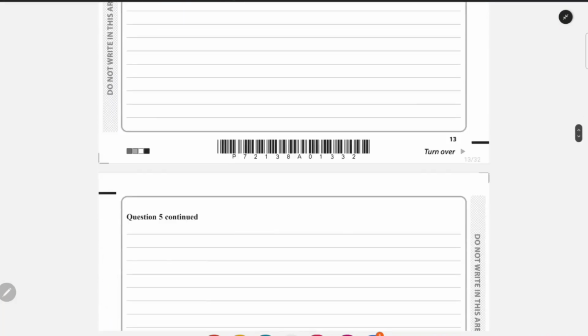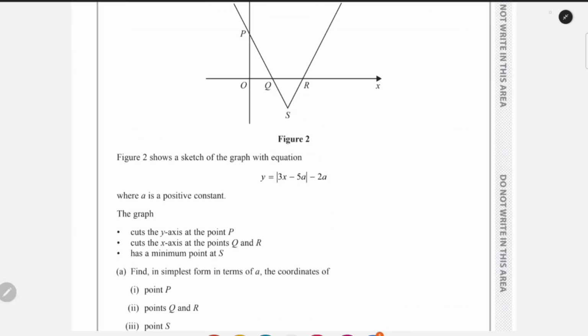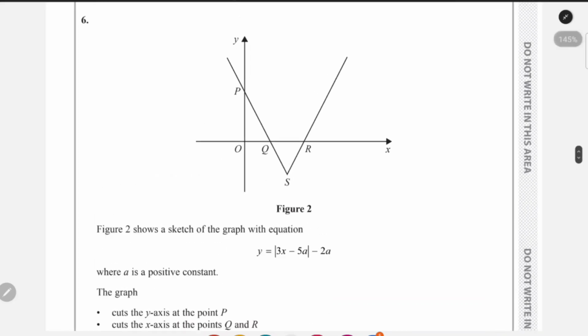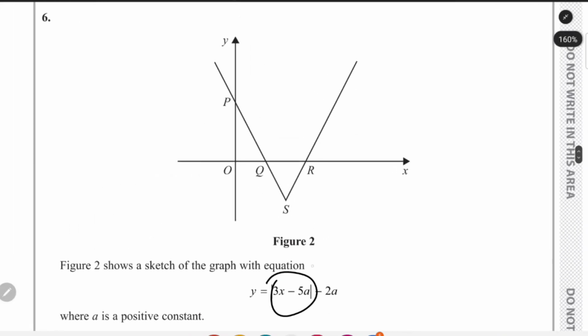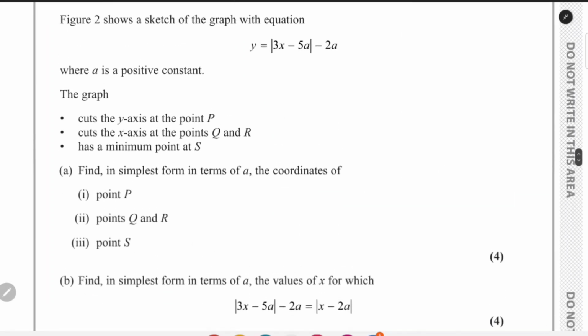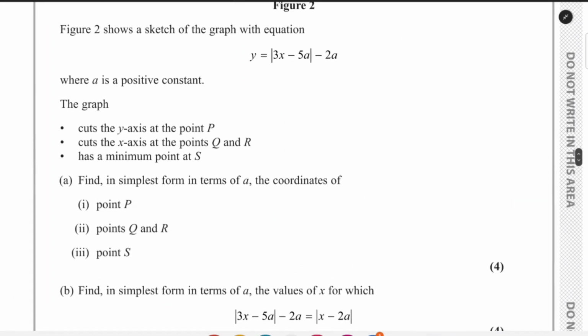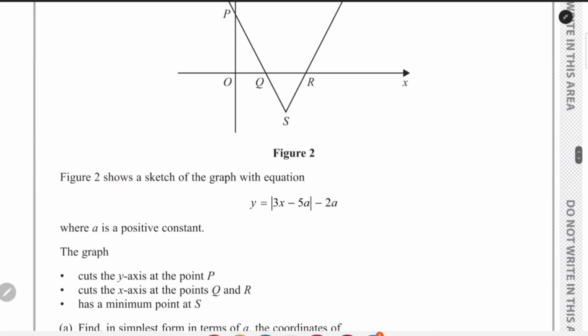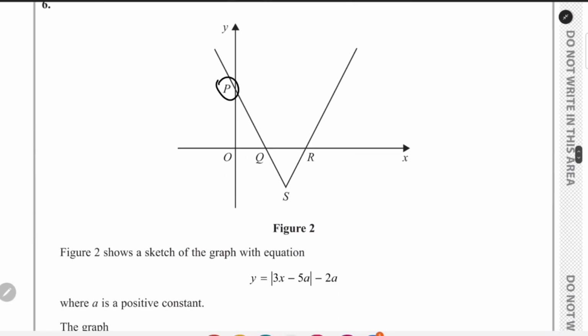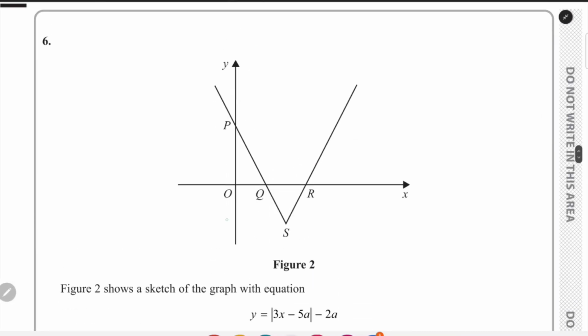Now moving to question 6. We are given this curve with a modulus over here. We have to first find the coordinates of points P, Q, R, and S. So point P is at the y axis. On the y axis, x is equal to 0.